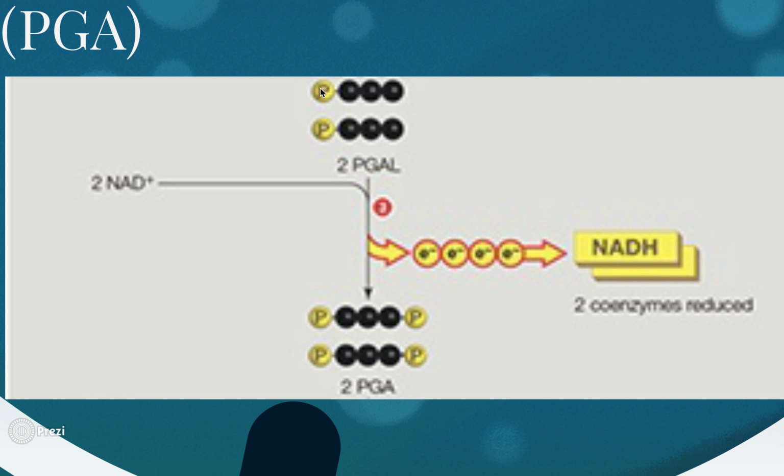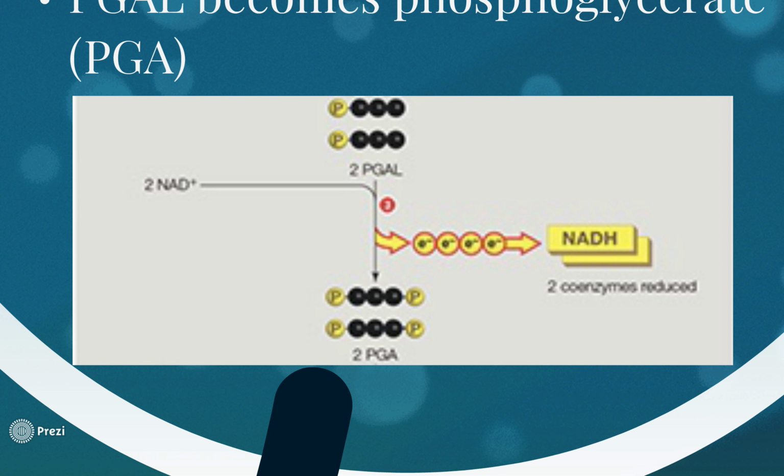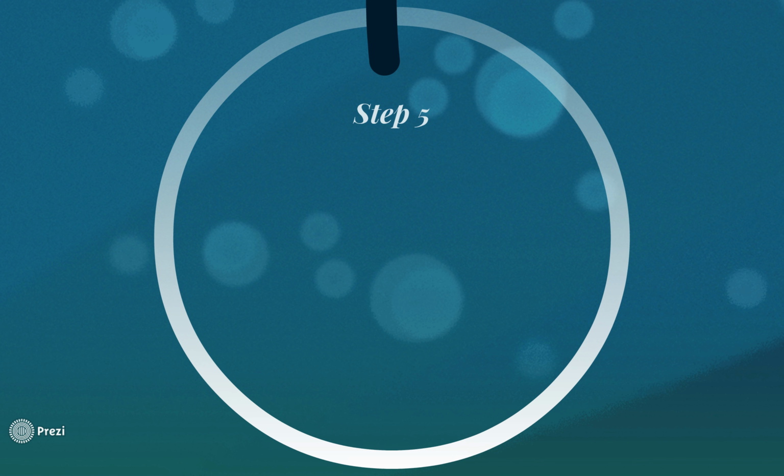So you have your 2 PGALs and your 2 NAD pluses, and then you get an extra 2 phosphate groups on here, one to each one. But you also lose your 2 electrons and your hydrogen ion to make the NADH. And NADH is important because they use that later on in the electron transport chain, which is the final step of cellular respiration. So that's really good that we make it there.